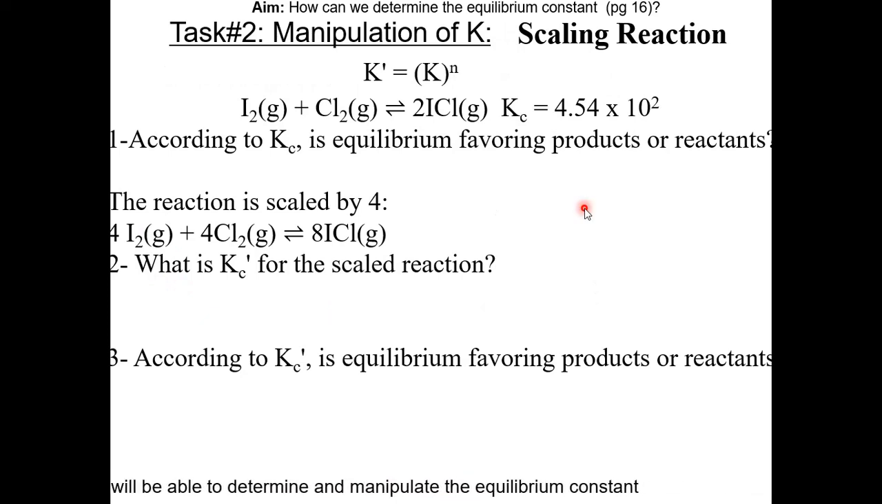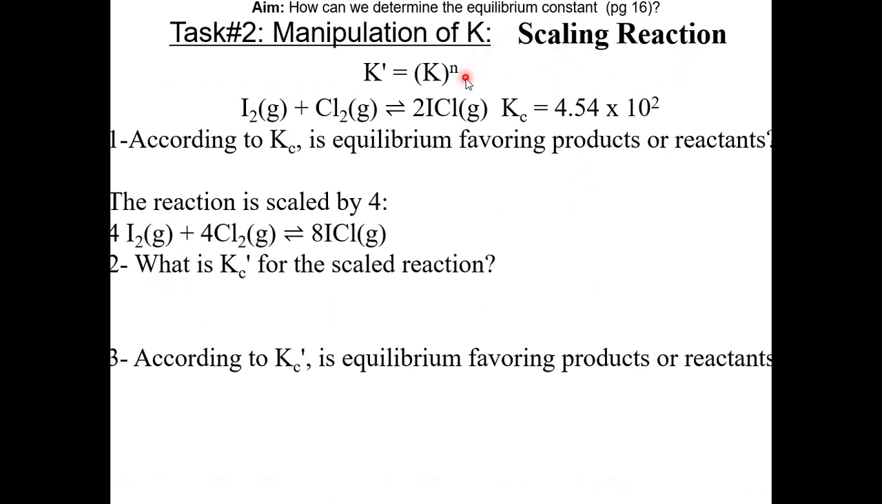The second manipulation is scaling the reaction. n is how much we're scaling it by. K prime is the K constant after we scale the reaction. Here we're given a reaction and the K constant. According to Kc, is the equilibrium favoring products or reactants? It is favoring products, ICl.